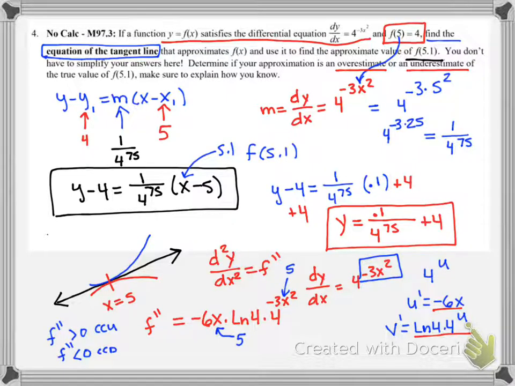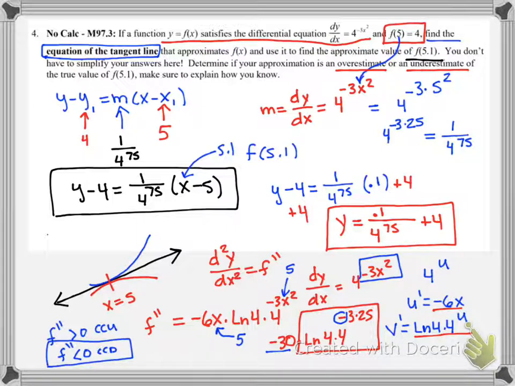So 5 times 6 is 30, so I'm going to have negative 30 times ln of 4 times 4 to the negative 3 times 25. Well, all of this is positive. This negative value up here just puts everything into the denominator. So I have a really small value, but it's positive, times a negative number means we are less than 0. Our graph is concave down, just like it shows here in red.